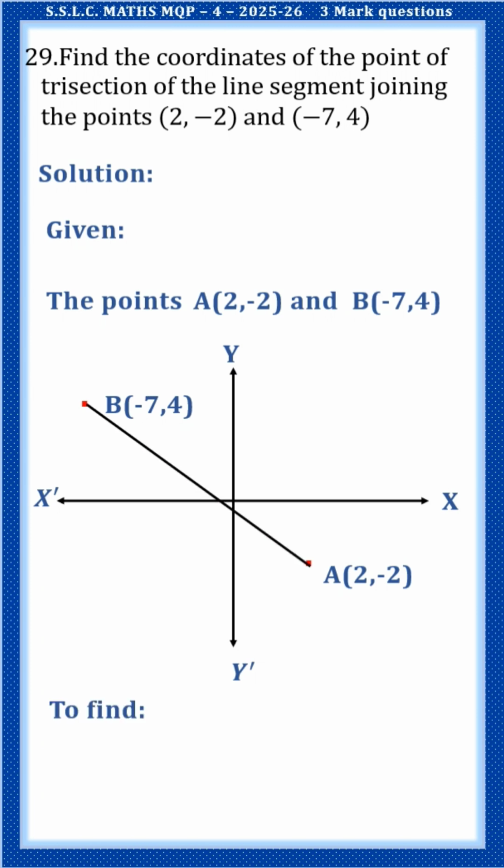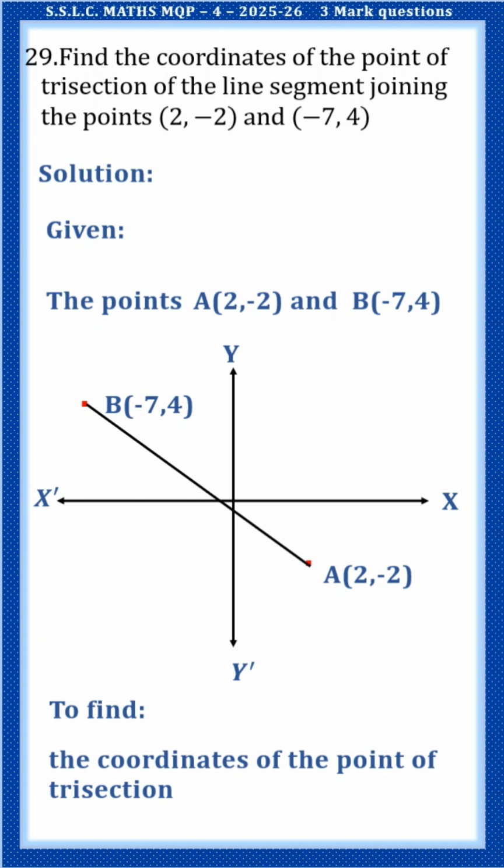What is to be found out? Coordinates of the point of trisection. This is the first point. Let us name this point as P, this point as Q. So we have to find the coordinates of the points P and Q.